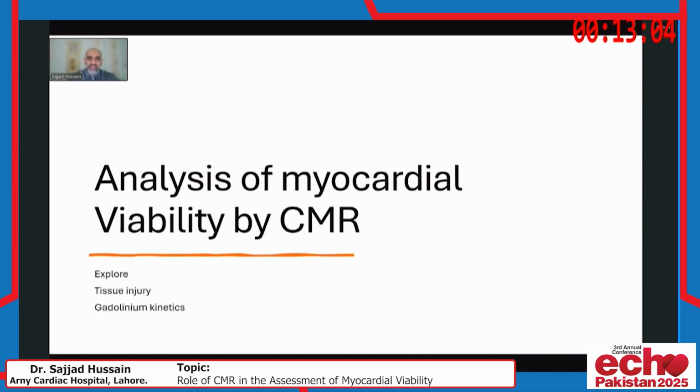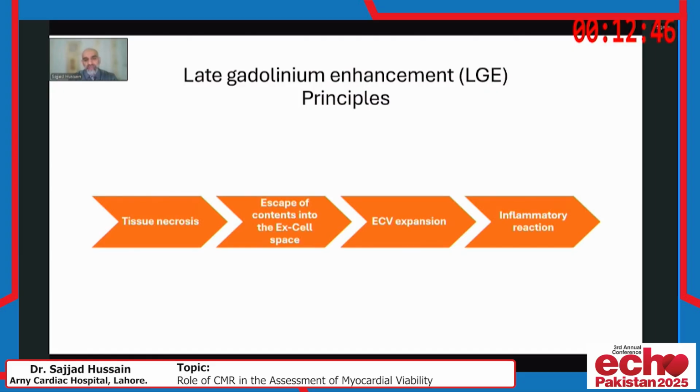Now, in terms of analysis of myocardial viability by CMR, I'd like to explore two different areas, and then I would want to connect them so that there is a deeper understanding of how we do late gadolinium enhancement. So the two areas are tissue injury and gadolinium kinetics. When the patient develops some myocardial injury, there's tissue necrosis with escape of the contents into the extracellular space, and there's expansion of the extracellular volume. And of course, that also instigates an inflammatory reaction, which results in a positive cascade.